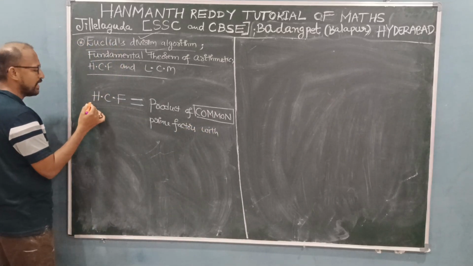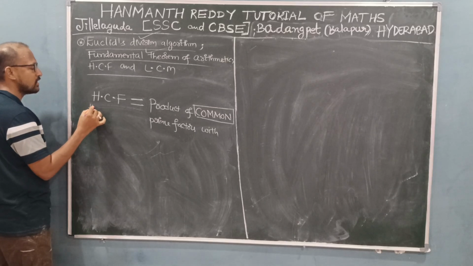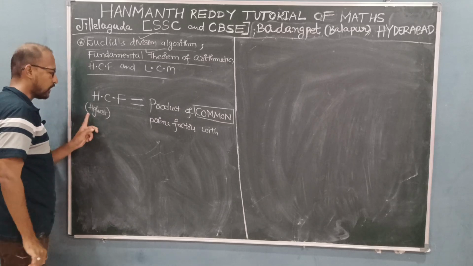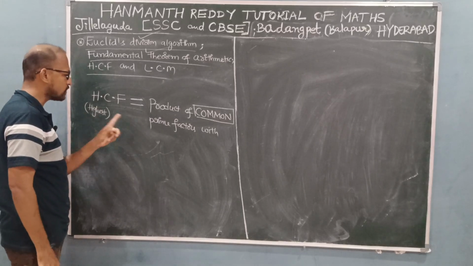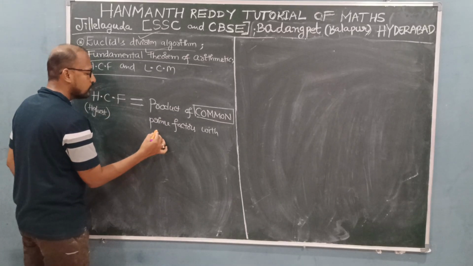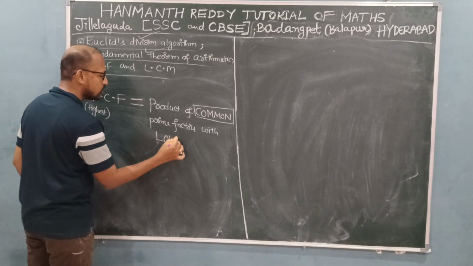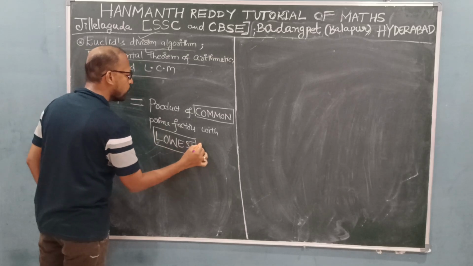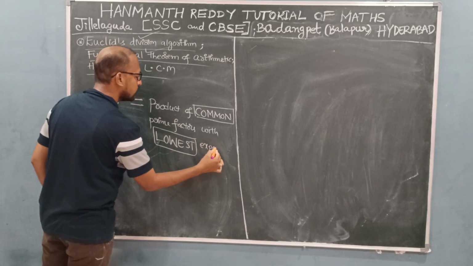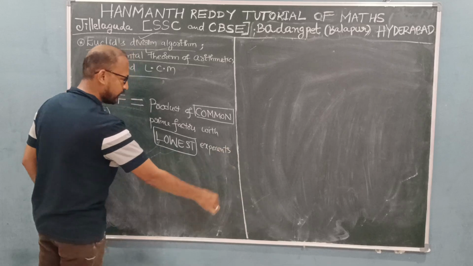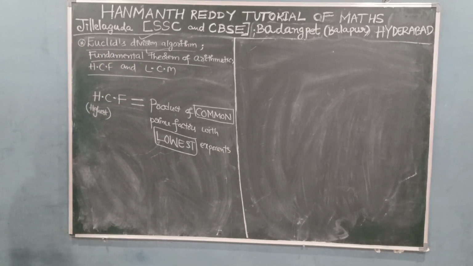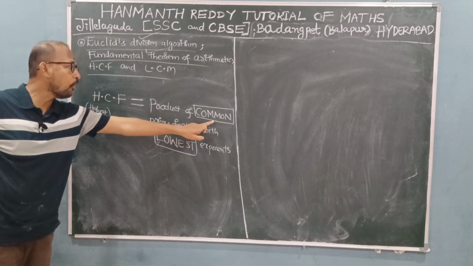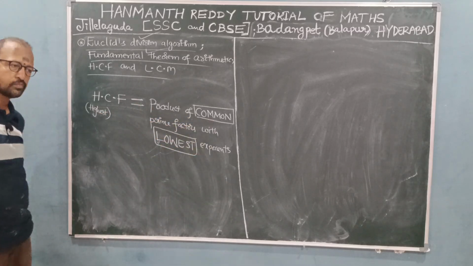We know HCF is the highest common factor. H means highest, and the opposite of highest is lowest, so remember: with the lowest exponents. This is the formula for HCF. I will explain problems tomorrow, but I will explain one of the examples. HCF formula: product of common prime factors with the lowest exponent.